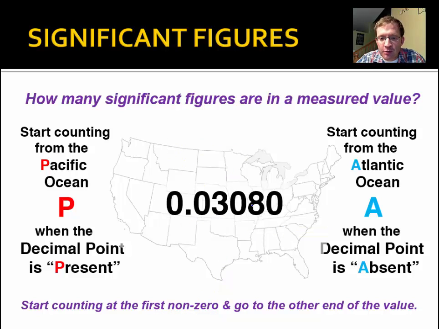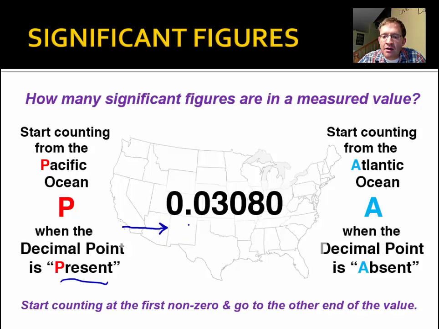One more example, and we'll go through a few more together. 0.03080. Now the decimal point is present. Okay, we've got a present decimal point here. So we're going to start counting from the Pacific side with the first non-zero digit and count everything after it. So coming across from left to right.